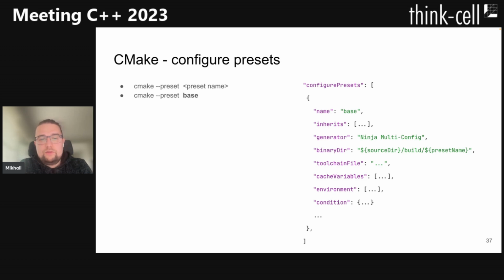You can also specify the toolchain file. This might be important for those who have worked in embedded, where compilers and flags are not easily findable or not included with the platform, so you have to have a specific toolchain file. You can also supply some cache variables, which could be your configuration, something from your project. You can supply some environment variables and a condition for when this preset is available. For example, it could be only a Windows preset or only a Linux preset, something like that.